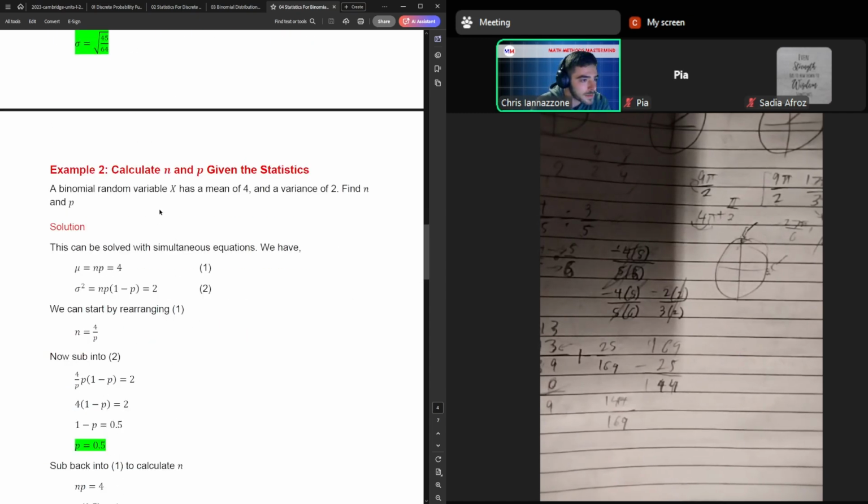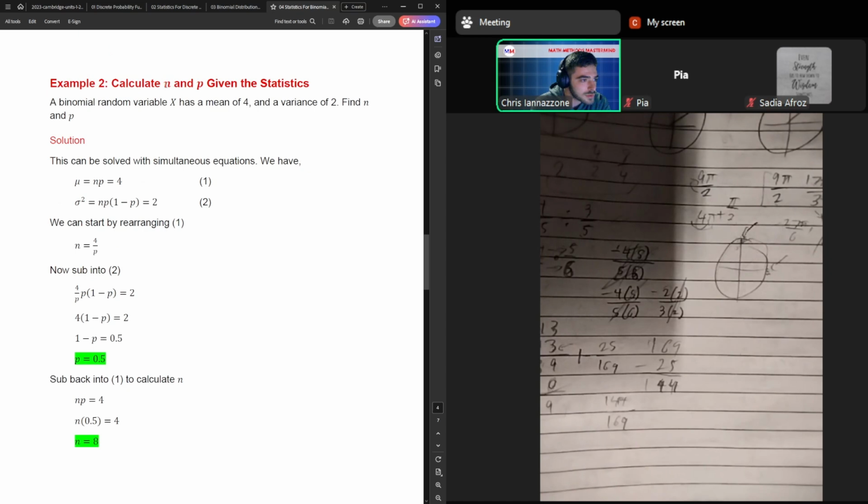Okay. Sometimes you'll have the statistics first and have to get n and p from those. So what that ends up meaning is, in this case, we have a mean of 4, variance of 2. Well, again, it's just, instead of plugging in n and p to get mean and variance, you plug in mean and variance, and then you simultaneously solve to get n and p from there. Mean is always np, variance is always np, 1 minus p.